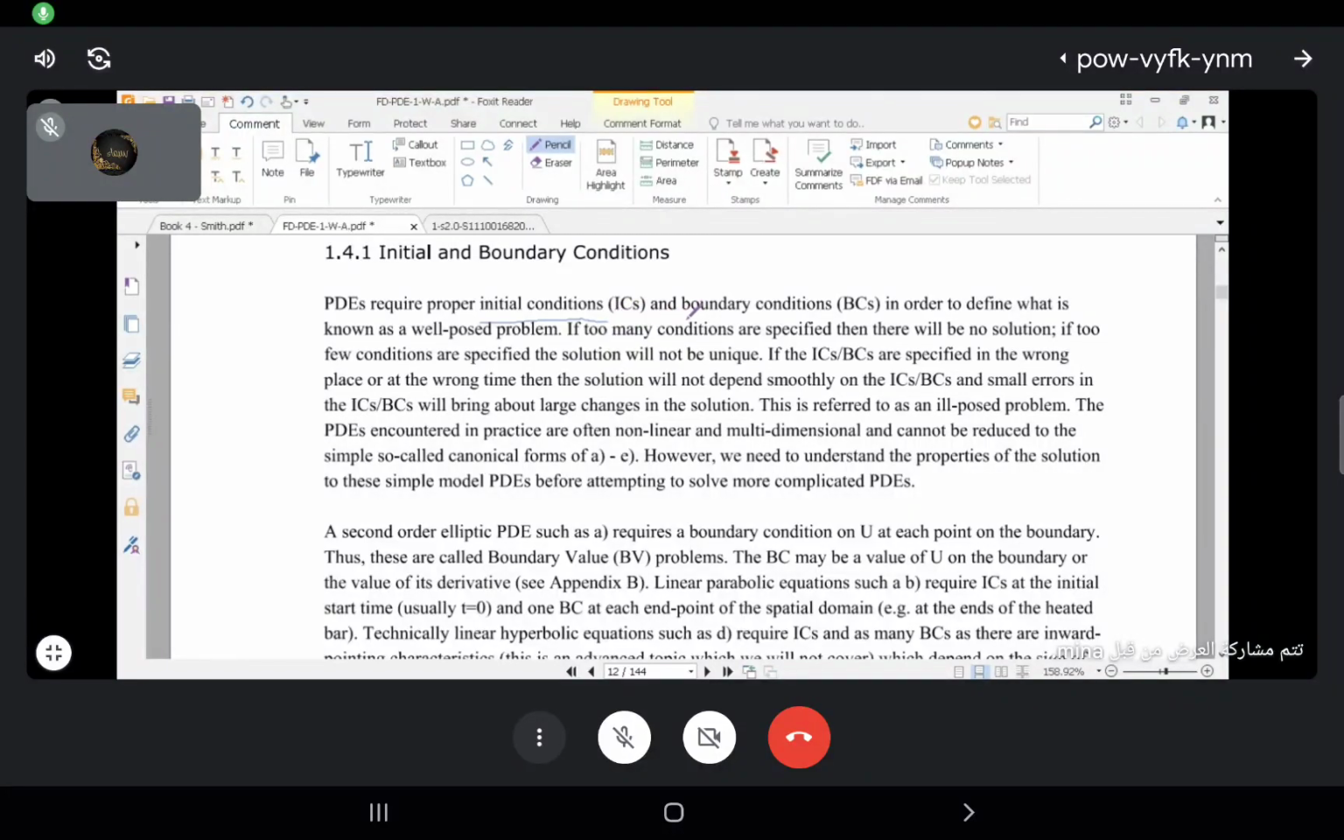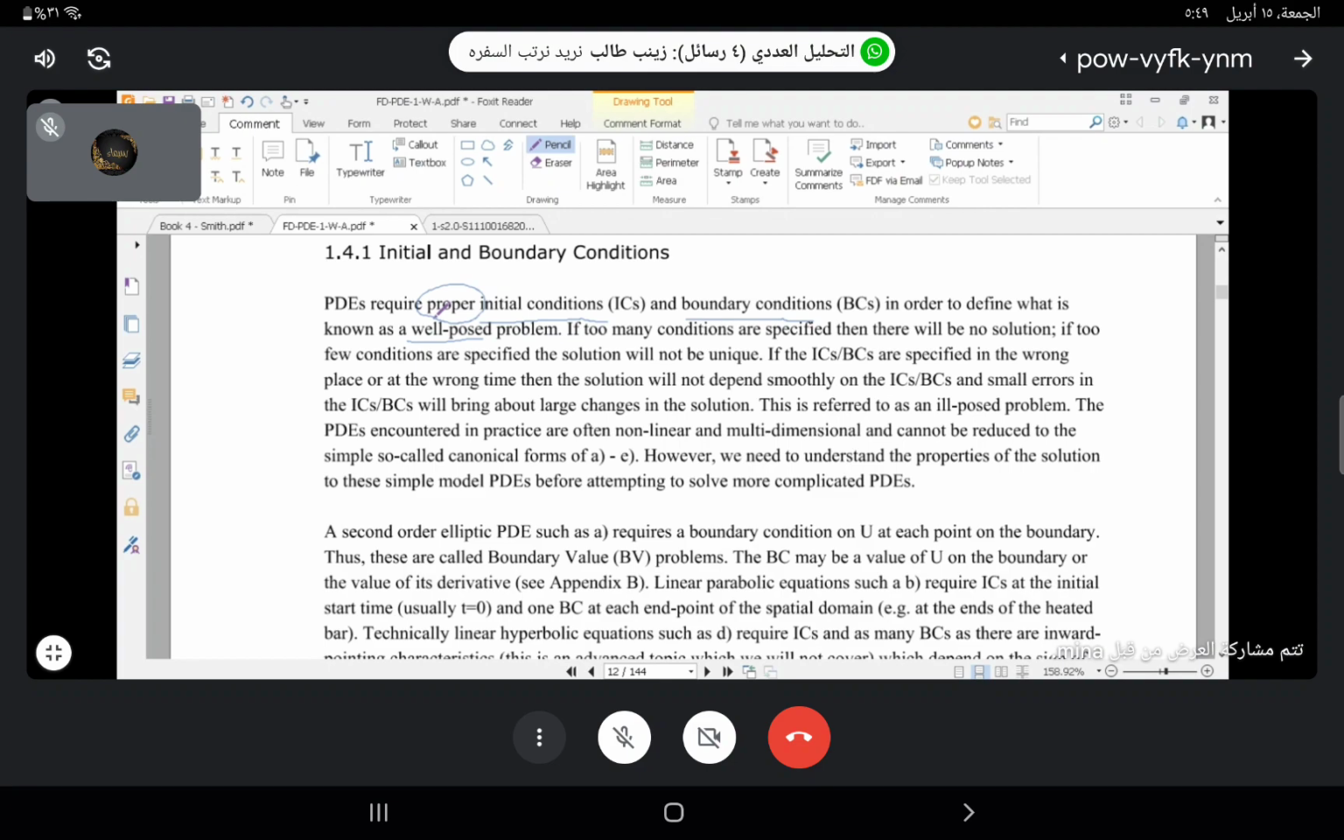ICs and boundary conditions, whose abbreviation is BCs. In order to define a problem, a well-posed solution is required, and these conditions should be proper. If they are not proper, the problem becomes an ill-posed problem. A well-posed problem is very good, but an ill-posed problem causes trouble for my solution.